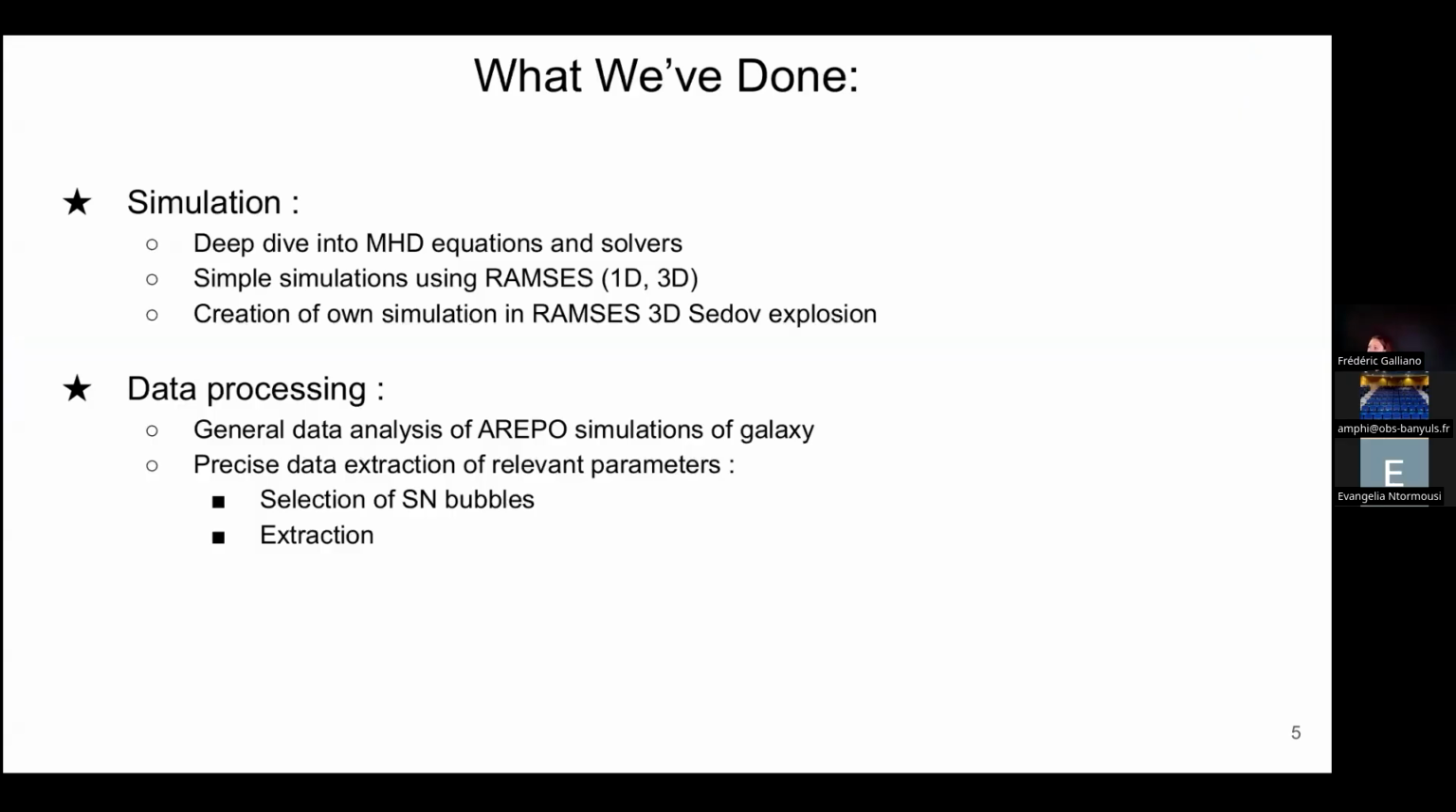So what we actually did for our project is, after understanding that this is something we wanted to work on, we split into two different methods. Part of our group worked on developing actual simulations using Ramses of different shocks driven by supernovae. And the rest of our group worked on data processing using already run simulations from a repo. We used one snapshot.